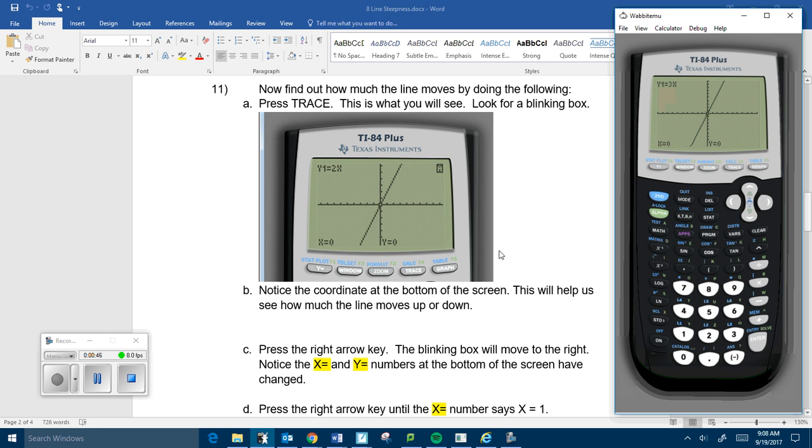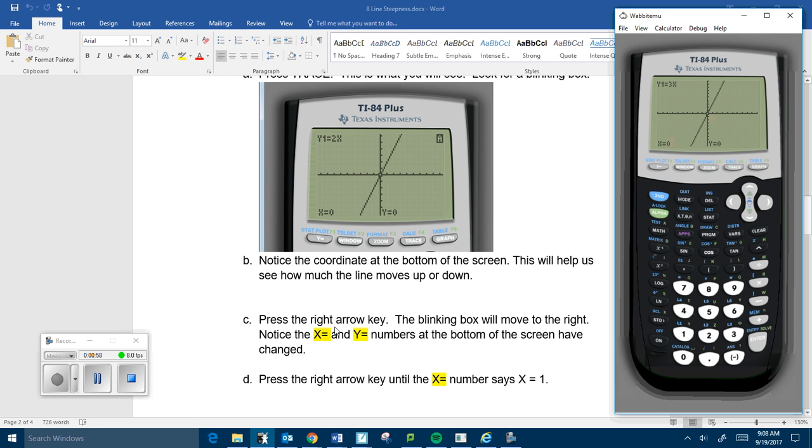Then we see the coordinates at the bottom of the screen, 0, 0. There's a blinking box right here. 0, 0 is where that blinking box is. Once we press the right arrow key, that trace will start to move up and down the calculator. So you can see it moving up and down.